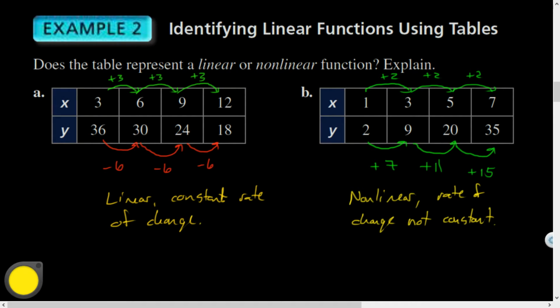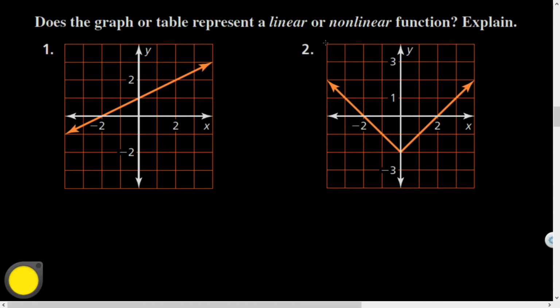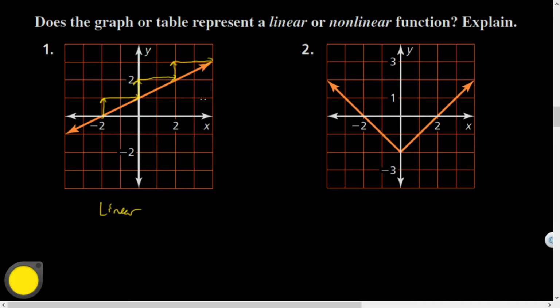Let's take a look at two more graphs just to rehearse this concept. Does the graph or table represent a linear or nonlinear function? What do you guys think about this one? Linear, I agree. It's a line. It's going up 1 over 2, up 1 over 2, up 1 over 2. Constant rate of change. Is this a function? Does it pass the vertical line test? Yeah, it's also a function.